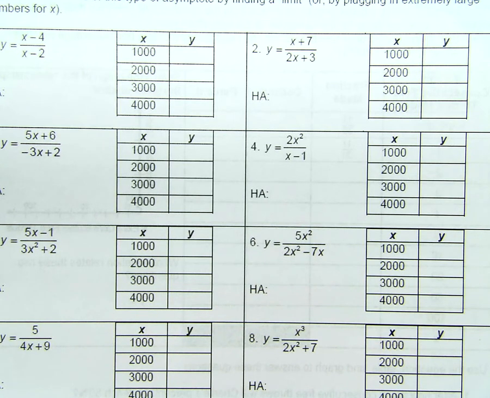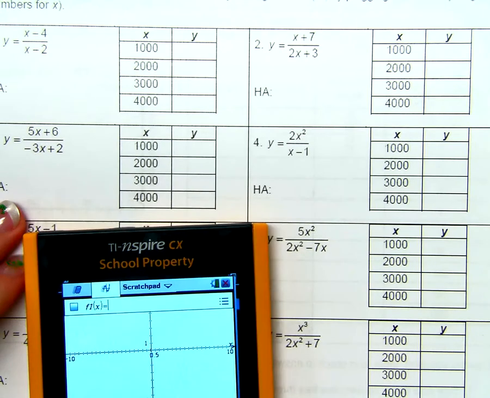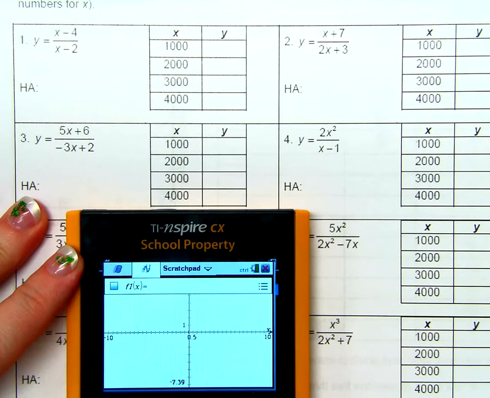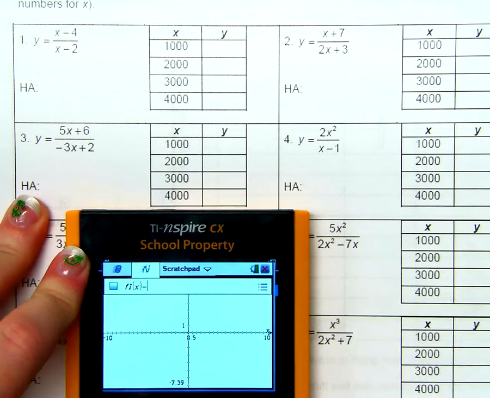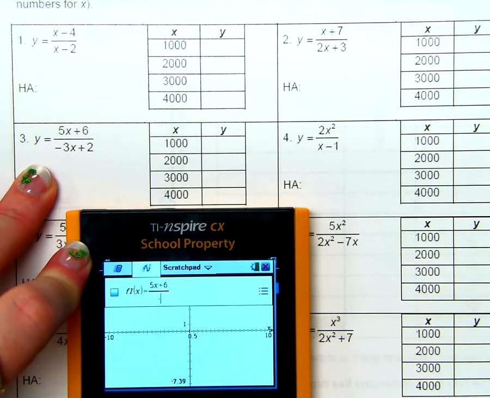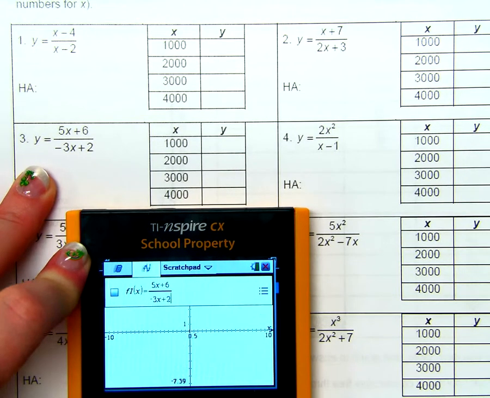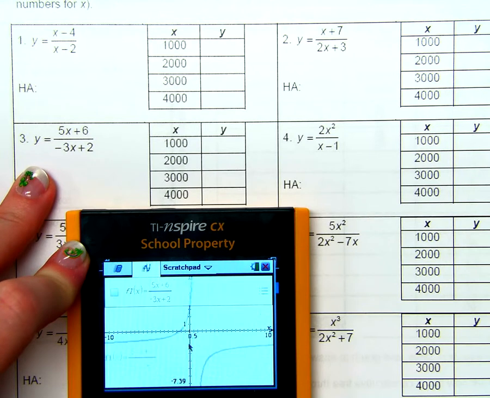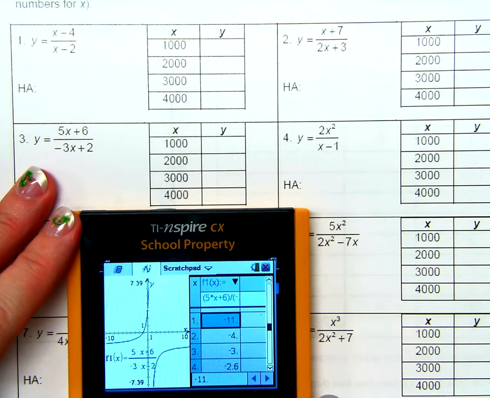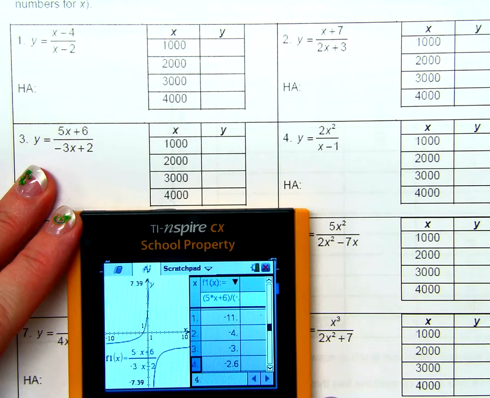Oh, no, that's a good question. Can I see it one more time, please? So if I'm going to go first, I'm going to make myself a fraction because I like it to look like a fraction. Okay? So I'm going to put in 5x plus 6, and then in the denominator I'm going to put negative 3x plus 2, right? I'm going to graph it, and then I'm going to go to my table. Control T. But do you really want to sit and scroll in your x's until you get to 1,000?